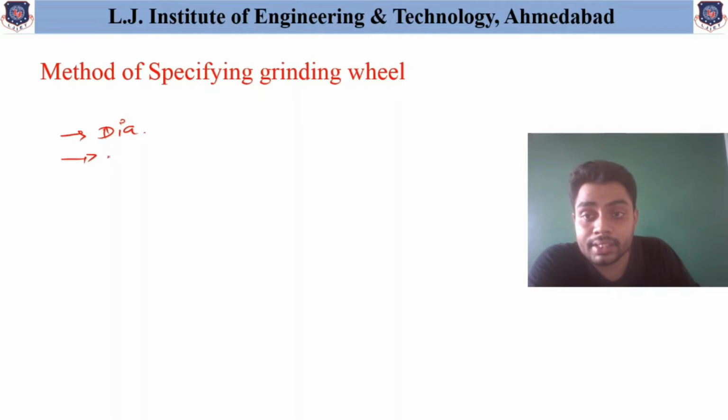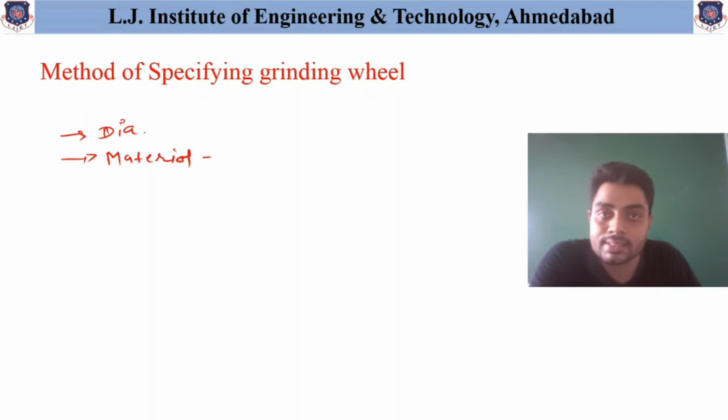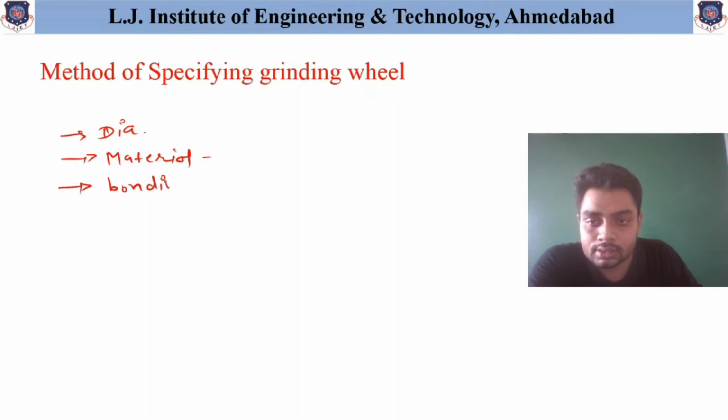Another requirement may be the material of the abrasive used. That material may be silica, or it may be alumina, so that might be a variation. Similarly, as these abrasive particles are attached to the grinding wheel, there must be a certain bonding capacity. Based on that bonding capacity, you might require different grinding wheels, so there is a possibility of having different types of bonding.